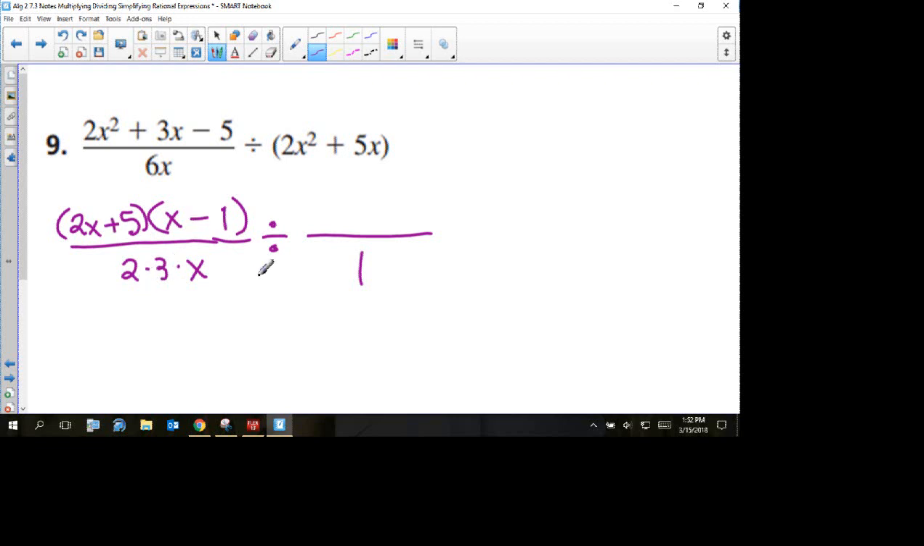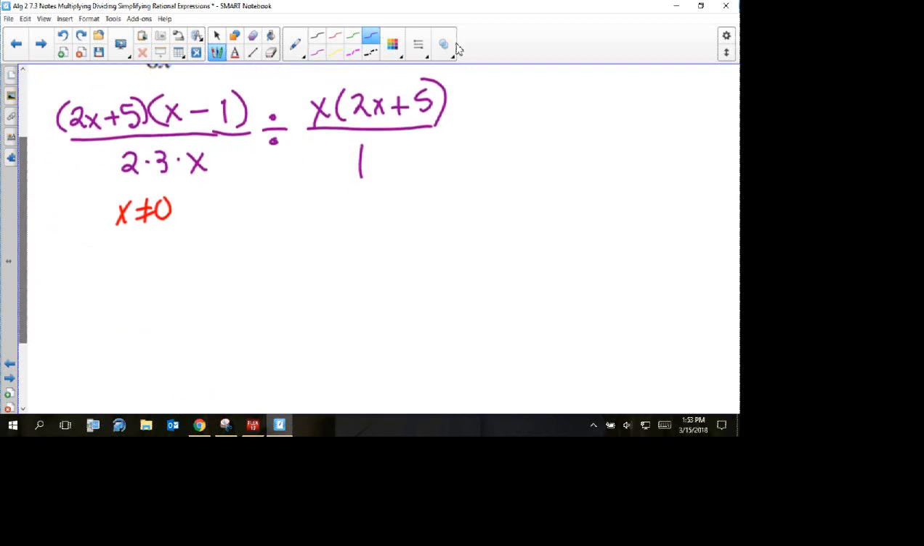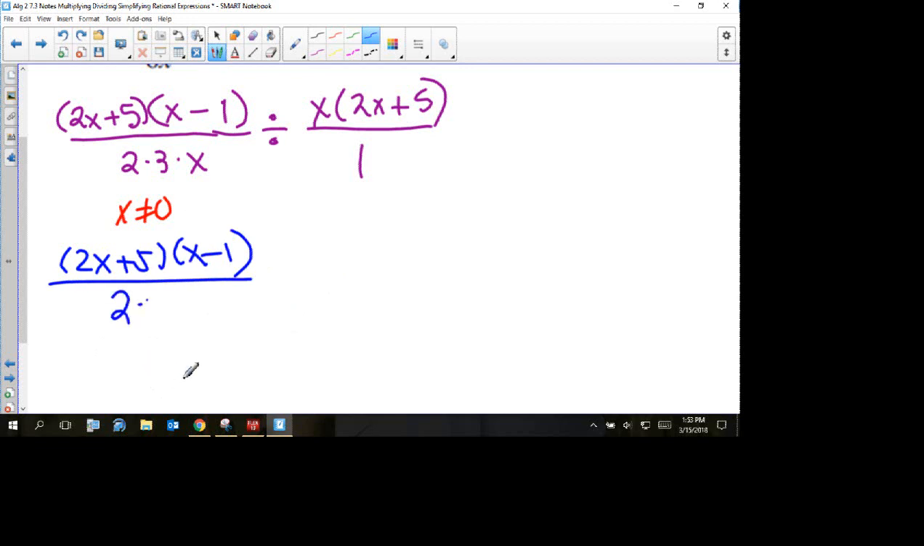Over here we've got GCF. Emma, what did you get for factoring this part? I got x. So then we look at our exclusions, and in the denominator, I only have 1 x. That x is by itself, so x cannot equal 0. Now we change it into multiplication. So I've got 2x plus 5 multiplied by x minus 1, or 2 times 3 times x, multiplied by, now to flip that.